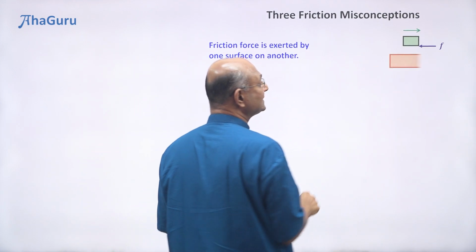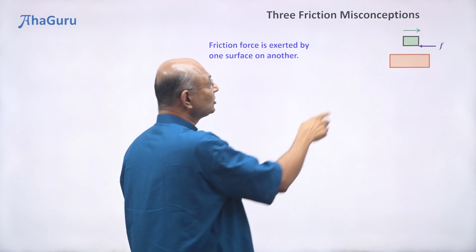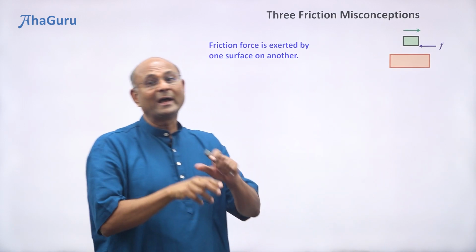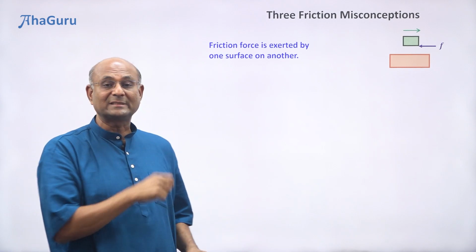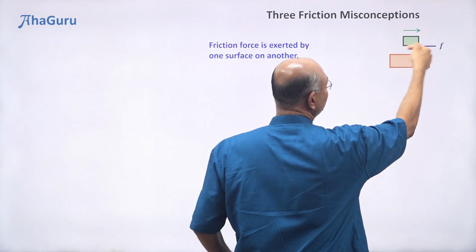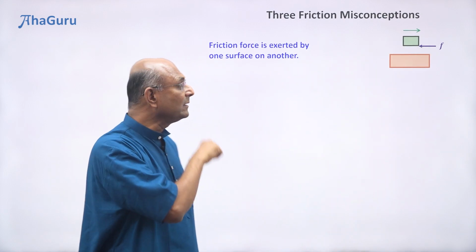So, if there is a friction force acting on this green block, it must come from somewhere else, another surface. So, let us say that this green block is moving on top of this orange block. The green block obviously is touching the orange block. I have shown it separated here so that you can see it more clearly. So, this orange block is exerting this friction force on the green block.